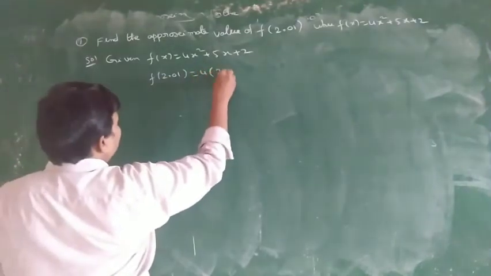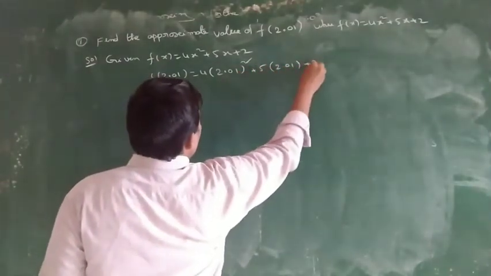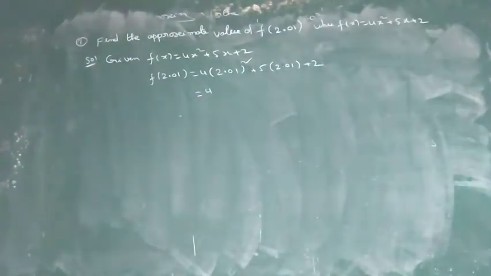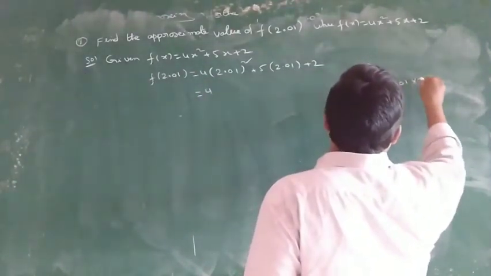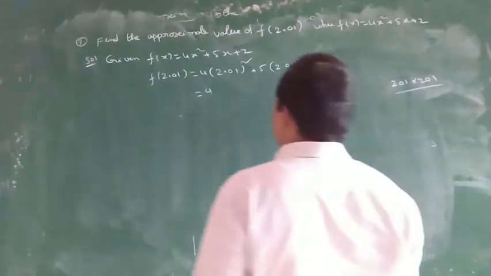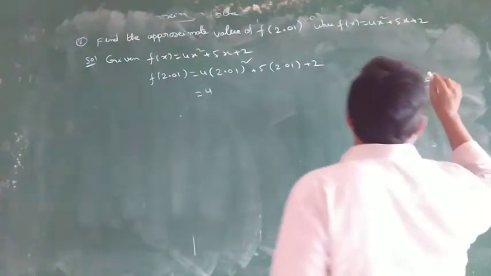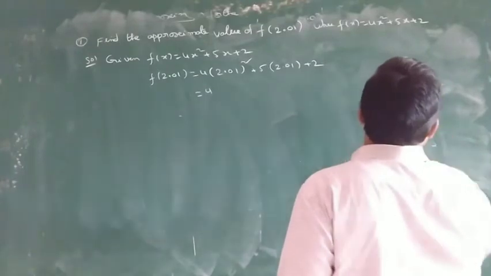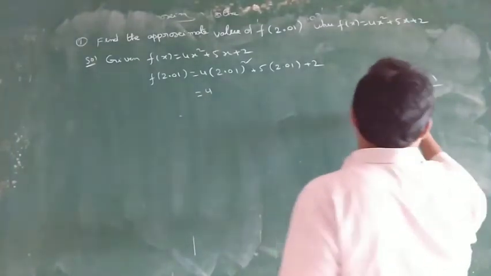f of 2.01 is equal to 4 into 2.01 whole square plus 5 into 2.01 plus 2. So 4 into 2.01 into 2.01. Calculate. And 201 into 201. First we have to multiply without point. 201, so 201. 202, so 402.